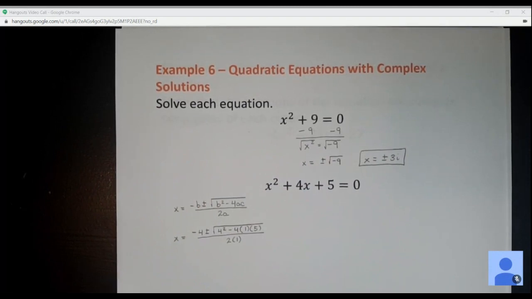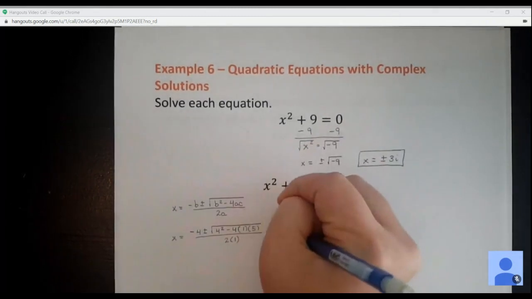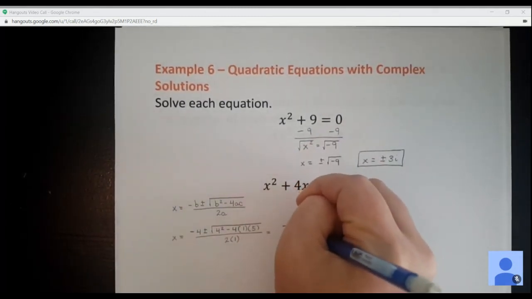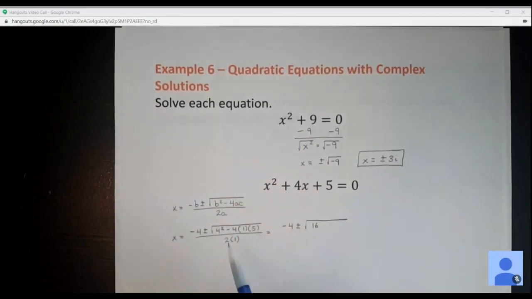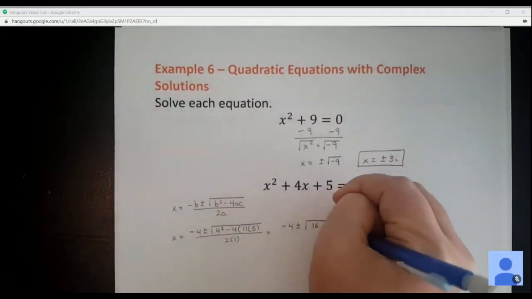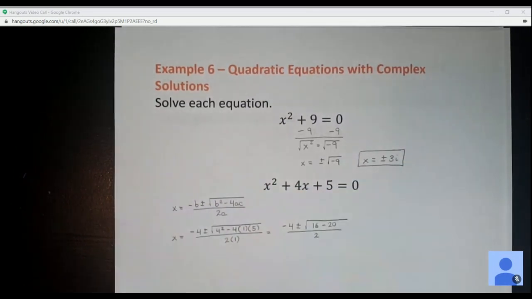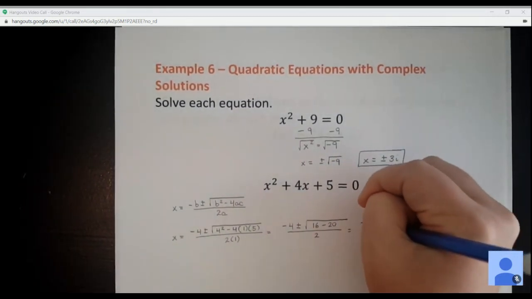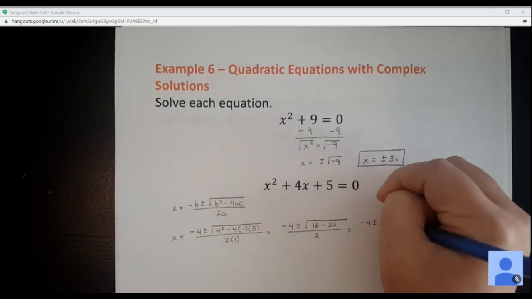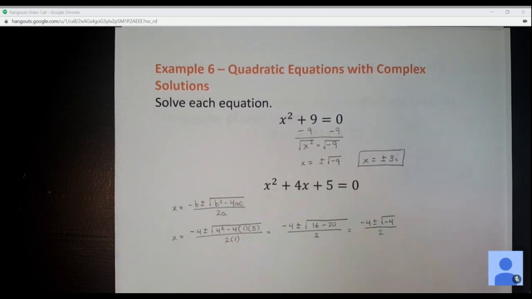Now we need to simplify, right? So I'm going to try to wrap this one up because I know we're almost out of time. We got negative 4 plus or minus the square root of 4 squared is 16. And when I multiply this out, I'm going to get minus 20 all over 2 times 1, which is just 2. So when I combine my like terms inside the square root this time, I'm going to get negative 4 plus or minus the square root of negative 4 all over 2.